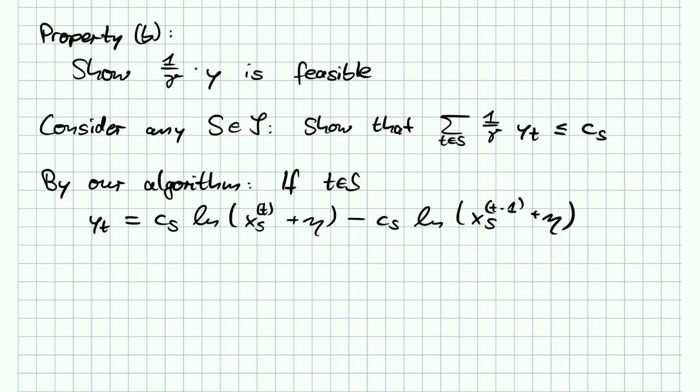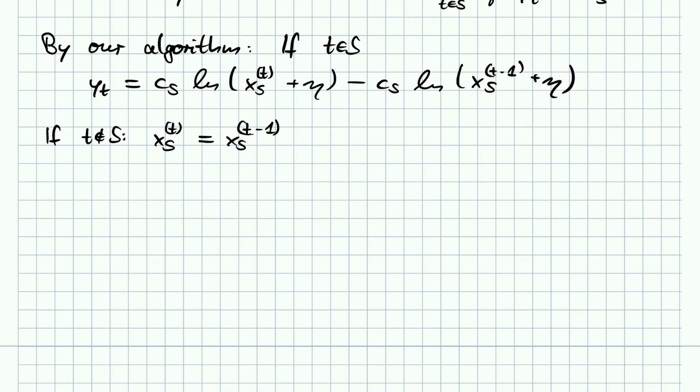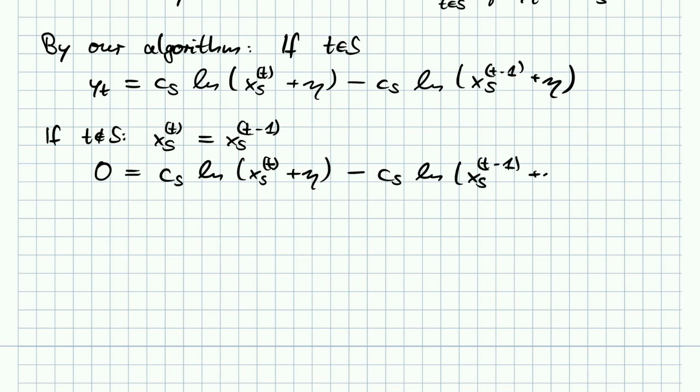And what happens if t is not in S? Then we'll have that x as t will be equal to x as t minus 1. So this means that we have something similar, so then 0 is equal to cs times ln of x as t plus eta minus cs times ln of x as t minus 1 plus eta. Good. So what does this tell us?